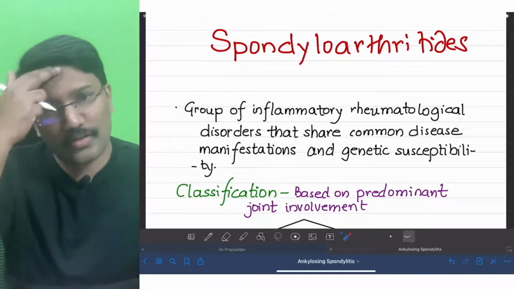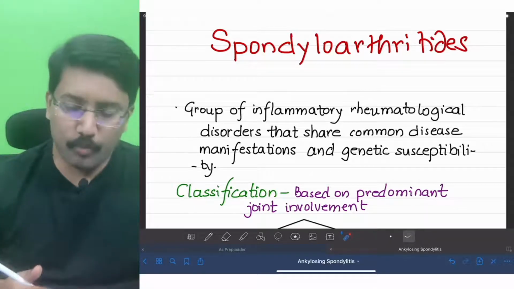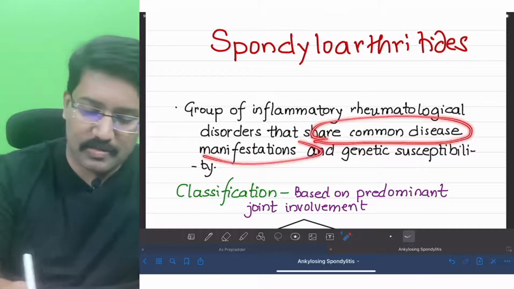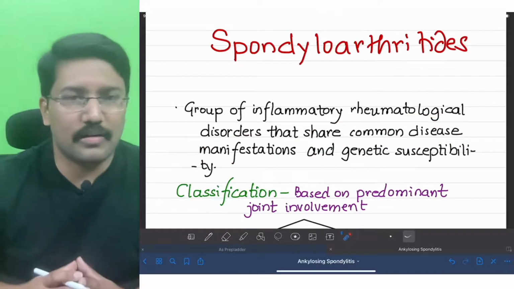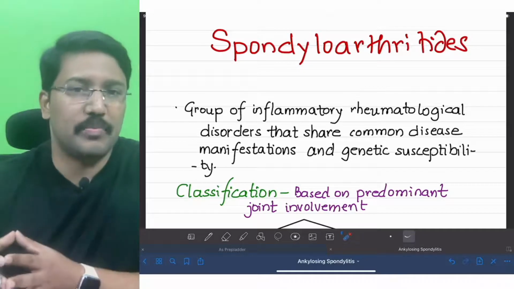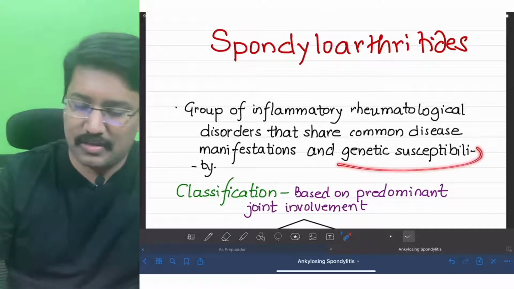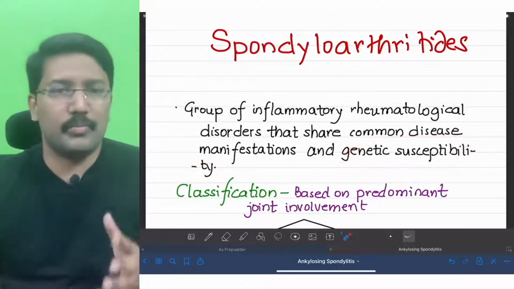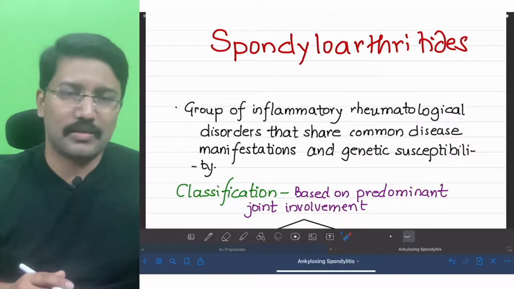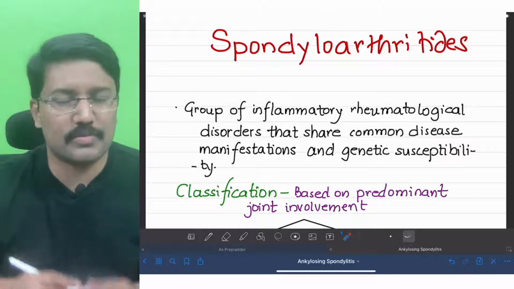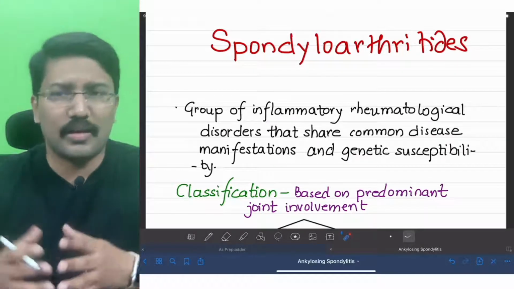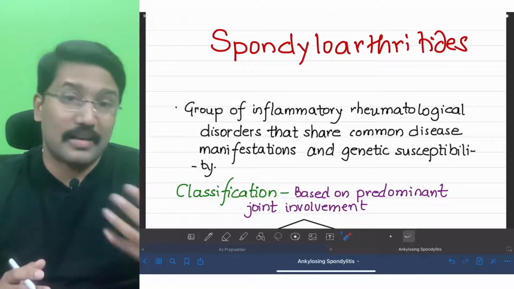Now, spondyloarthritis are basically a group of rheumatological disorders that share certain common disease manifestations, or clinical features, and they also share genetic susceptibility association. For example, one of the classical examples for spondyloarthritis is ankylosing spondylitis. The other example I can give you is psoriatic arthritis. The other example is reactive arthritis.